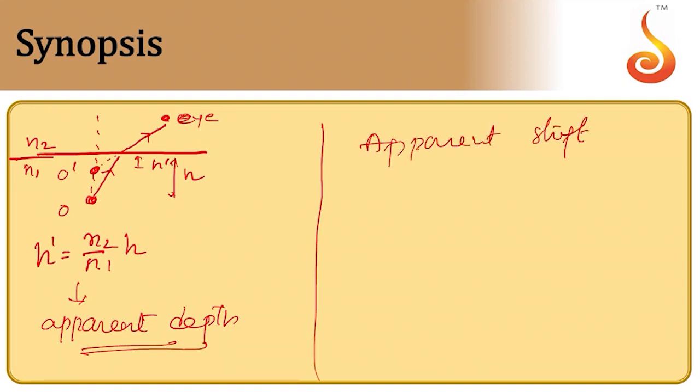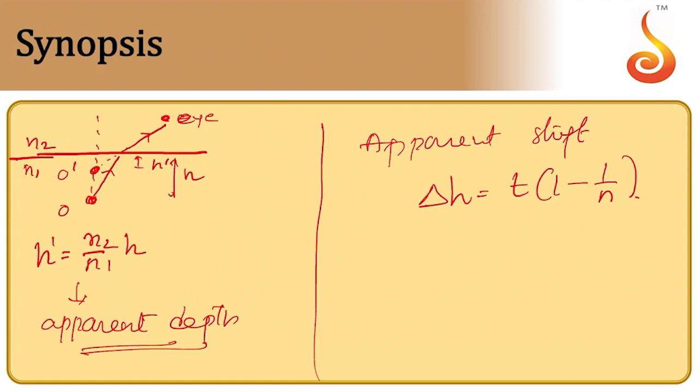There is an apparent shift. What is that apparent shift? Delta h. Clearly that delta h is equal to h dash minus h, or h minus h dash, and that is equal to t into 1 minus 1 by n. What is that t? T is the thickness of the slab.